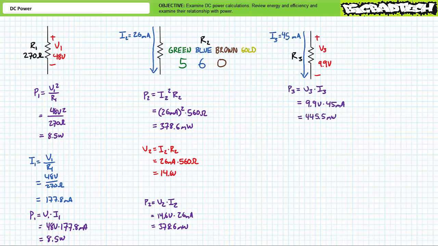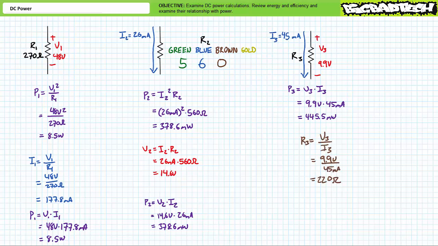Finally, our last problem features an unknown resistor experiencing a 9.9 volt drop across it and 45 milliamperes of current through it. We're being asked to solve for power. Power is equal to voltage times current. Substituting in our given values demonstrates this resistor is dissipating 445.5 milliwatts of power.